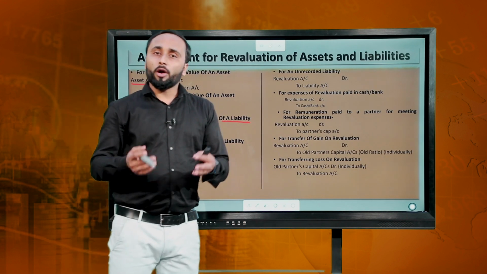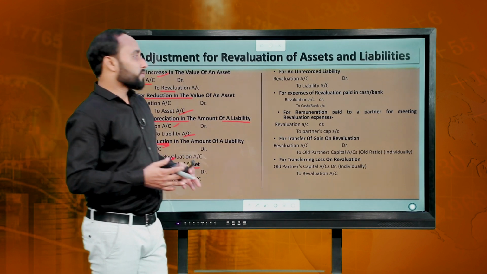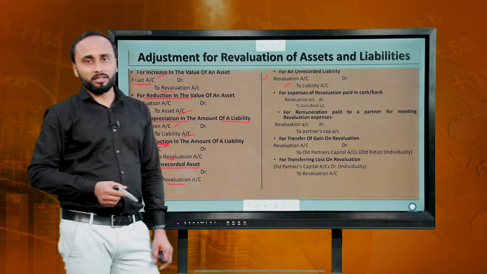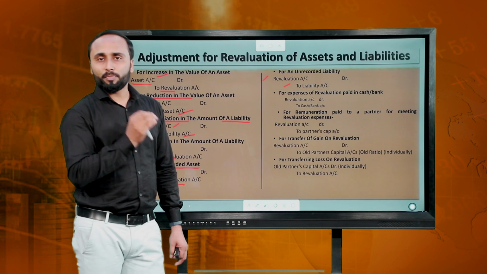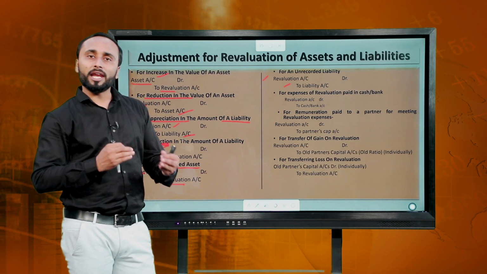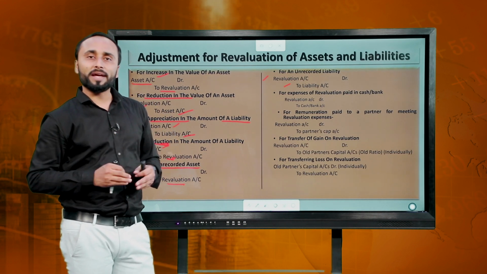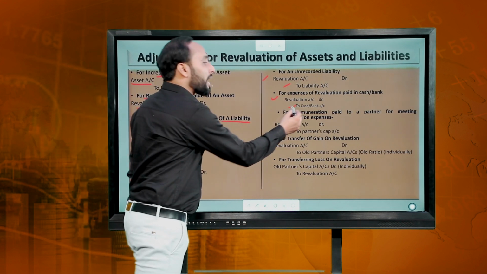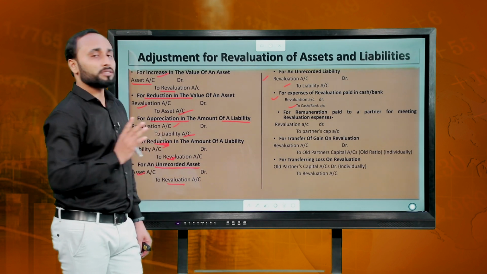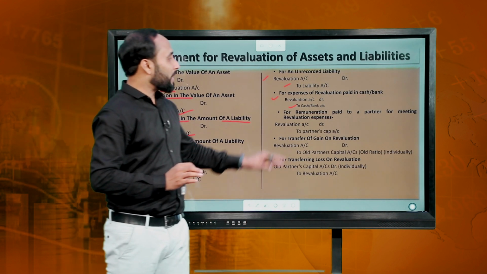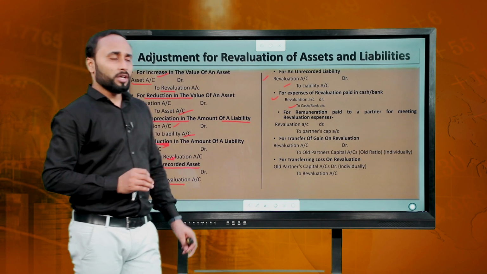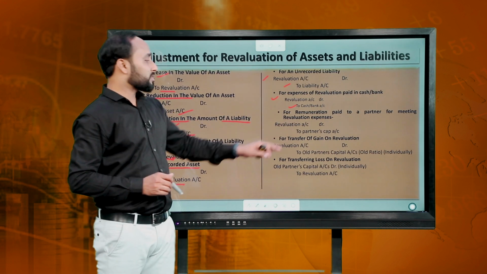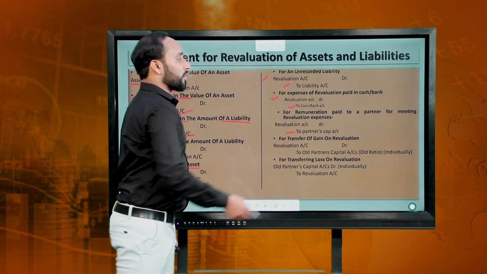Whenever there is an unrecorded liability, it's a kind of a loss for us, so we debit the revaluation account and we credit that particular liability. Sometimes there might be an expense incurred for revaluing the assets and liabilities. That expense is debited to revaluation account and credited to the cash or bank account if the firm is paying that. If the firm is paying the expense through its cash or bank account, then we credit the cash or bank account. If a partner is paying that expense, then we credit the partner's account.